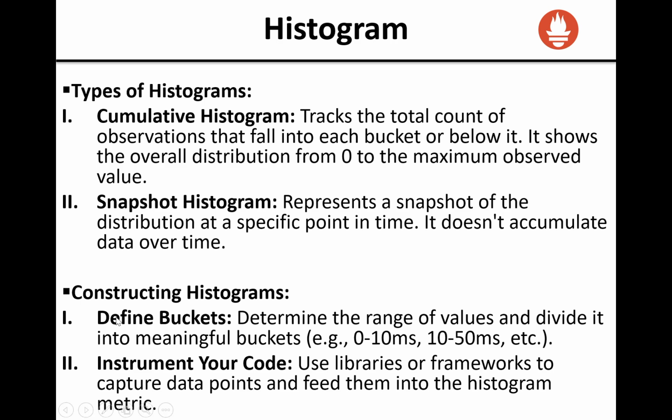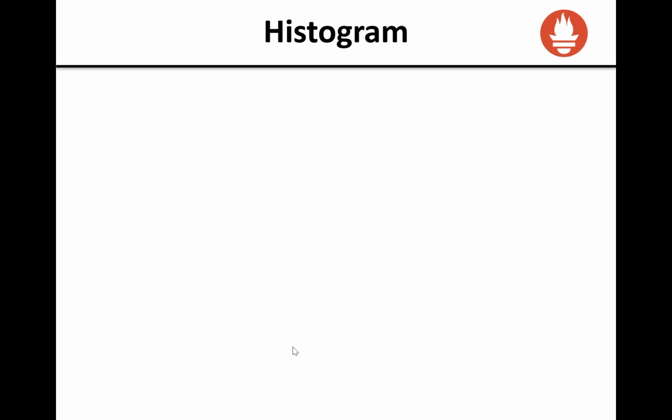Constructing histograms. First one is define buckets. In this, determine the range of values and divide it into meaningful buckets. Example 0 to 10 milliseconds and 10 to 50 milliseconds, etc. Second one is instrument your code. Use libraries or frameworks to capture data points and feed them into the histogram metric.